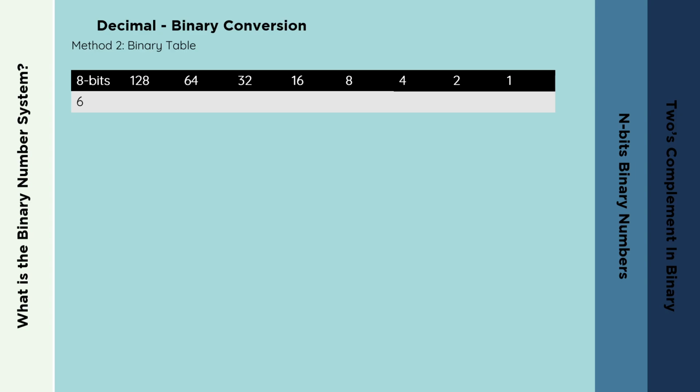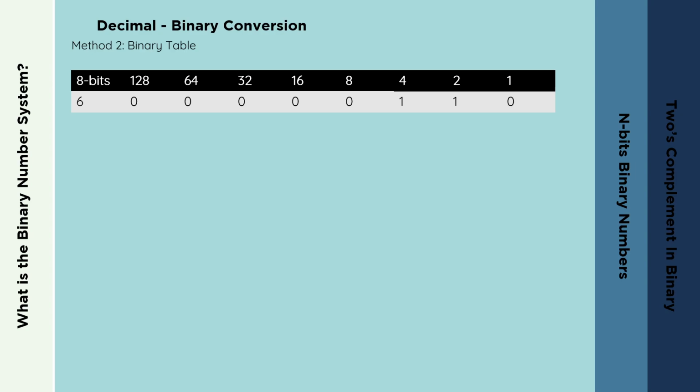Let's say with the example that we have here, we know that 6 is made up of 4 plus 2. Thus, that is all the value that will be used in its binary equivalent. We will not be using the number 128, 64, 32, or 16. We won't be using 8 as it is bigger than 6. We know that 6 is made up of 4 plus 2, so 4 and 2 is used. 1 won't be used as well.